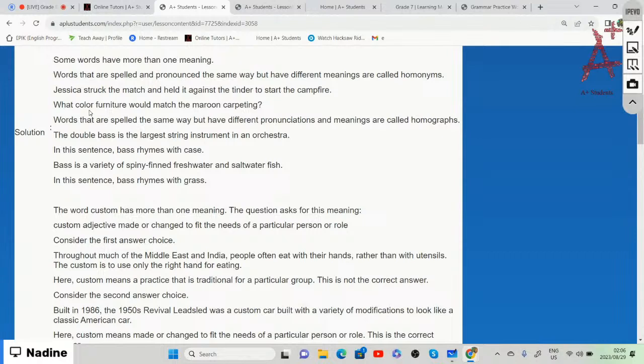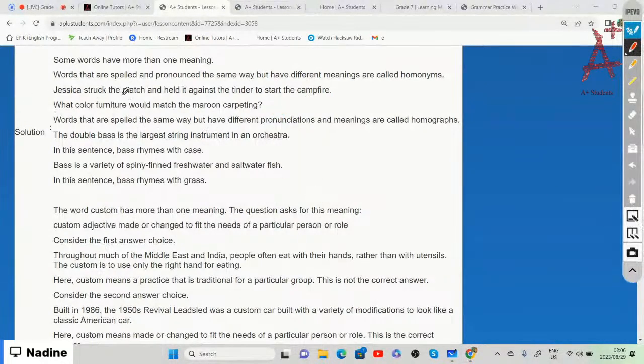What color furniture would match the maroon carpeting? There we have match and there we have match. So what color would match the maroon carpeting? These are words that are pronounced the same, spelled the same, but the meanings are different, right? In the second match, which color furniture would match the maroon carpeting, it is, like we said, pairing. It is things that must either go together or be the same. This goes with that one, right? So words that are spelled the same, pronounced the same way, but the meanings are different.